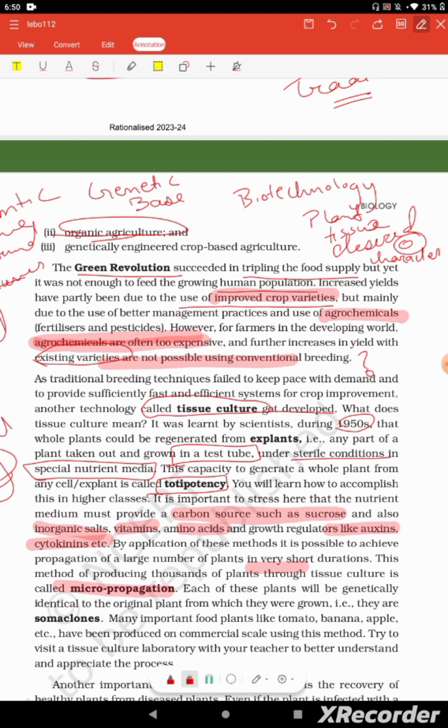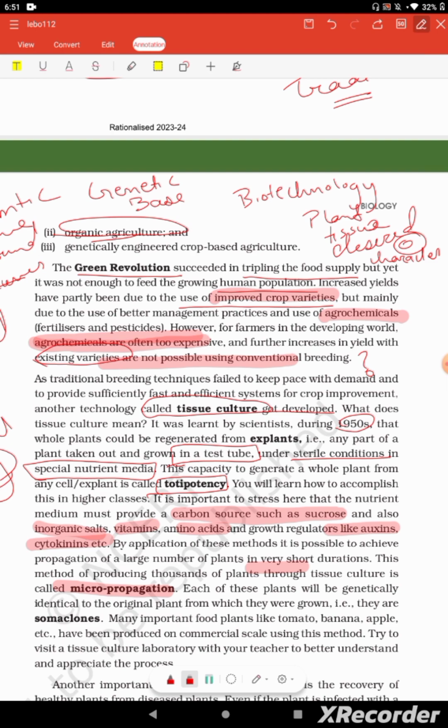So, in tissue culture, you will have the first property of that tissue or cell, totipotency, which means that the cell should have the ability to generate a whole plant from the cell or the explant. And with the help of this technique we can propagate a large number of plants in a very short duration, which is known as micropropagation.